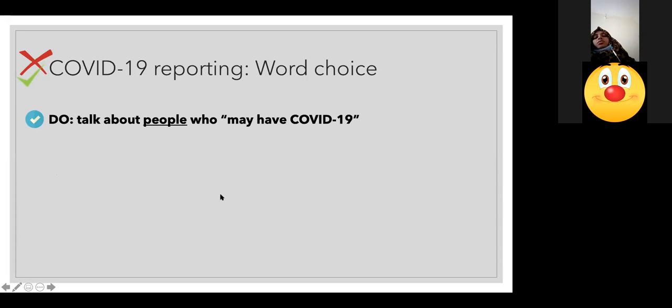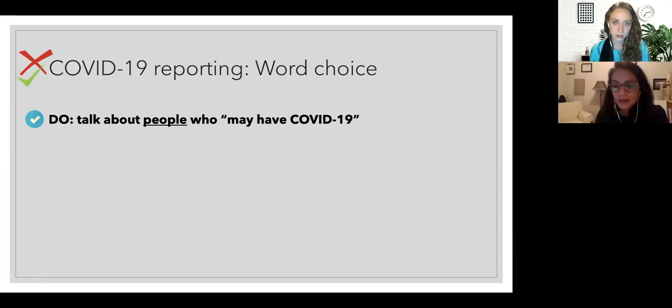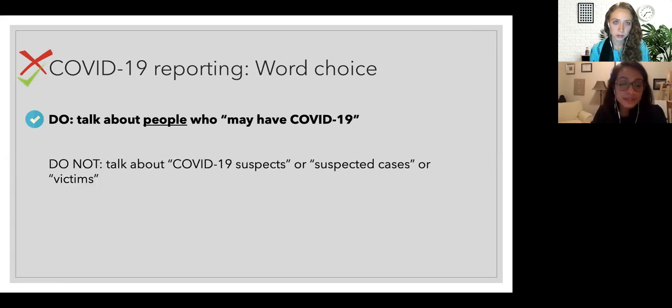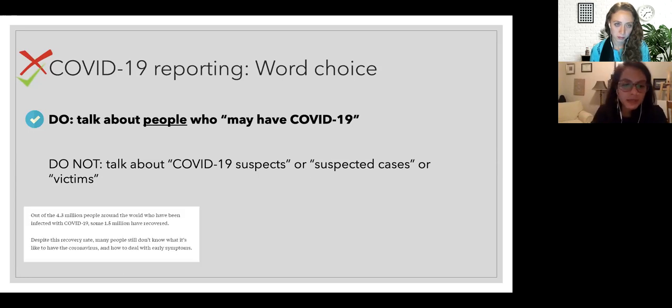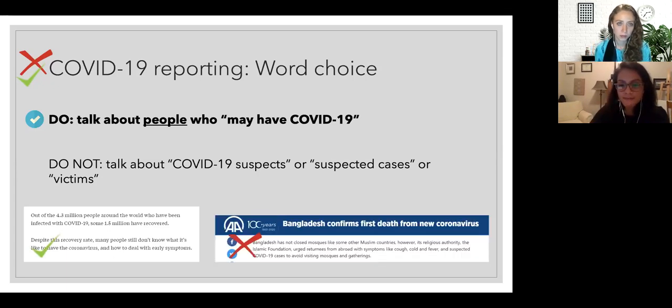Okay, do talk about people who may have COVID-19. So we do not want to talk about COVID-19 suspects or suspected cases or victims. Again, this is a negative connotation. It makes us think that there's something to be afraid of, something that is dangerous about this, which we know we need to be careful, but the person themselves is not the danger. And so here we have an example. People who have been infected and focusing on the recovery rate. And here, a more negative example: Bangladesh confirms the first death from new coronavirus.